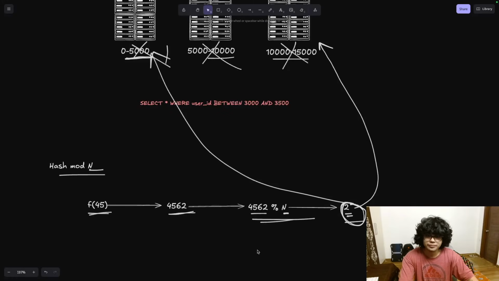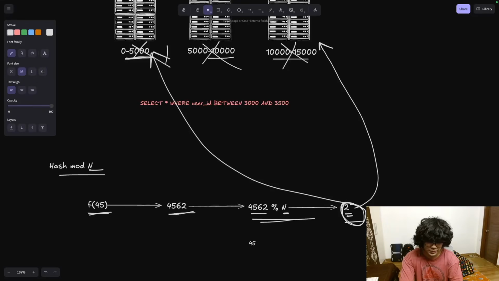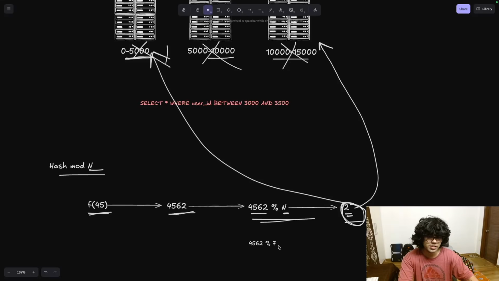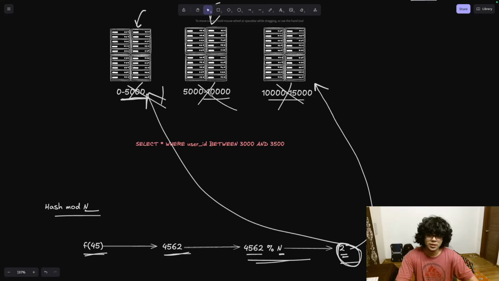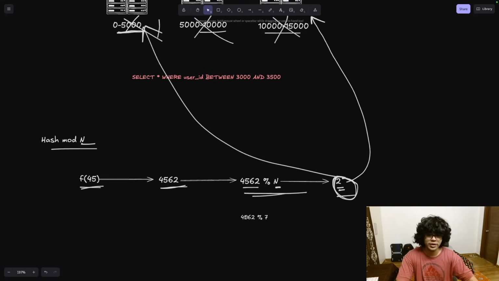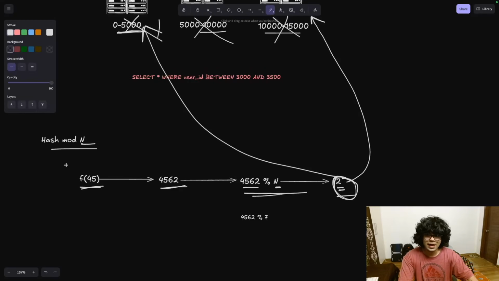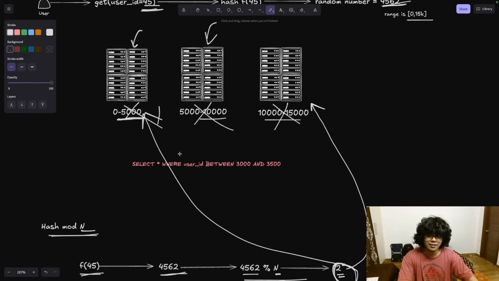So in that case, to get which shard the database lives on, we will have to take a mod of 4562 with 7. This is going to be some number other than 2, right? But that is wrong, right? So in this case, you will have to move all of your data from the second shard to whatever shard you get from here, and that is going to be a big problem, right? So hash mod n works very well, but it fails terribly when you want to change the number of shards that you have, right? When you want to add or take off some of these shards.